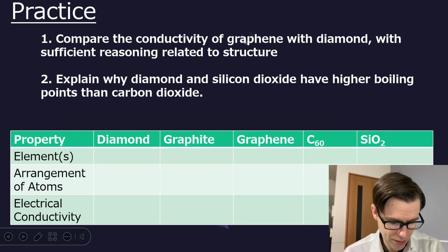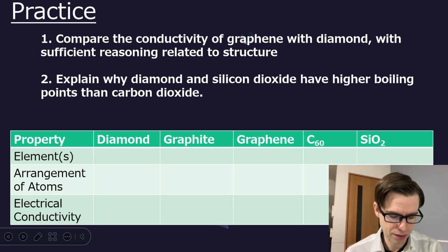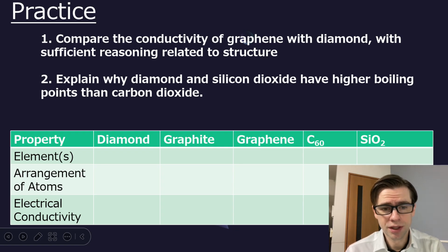So let's do a little comparison here. Let's compare the conductivity of graphene with diamond with sufficient reasoning related to structure. Graphene will be able to conduct electricity very well. It's because it is a long sheet of covalently bonded carbon atoms, and every carbon in that structure has at least one double bond. This creates delocalization across the whole structure. Any pair of double-bonded electrons can go to any position by traveling across the kind of highway of delocalized electrons and double bonds.